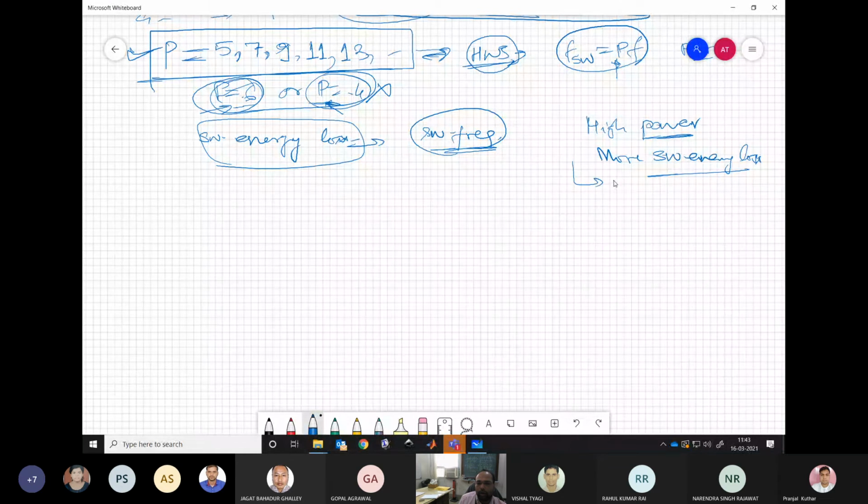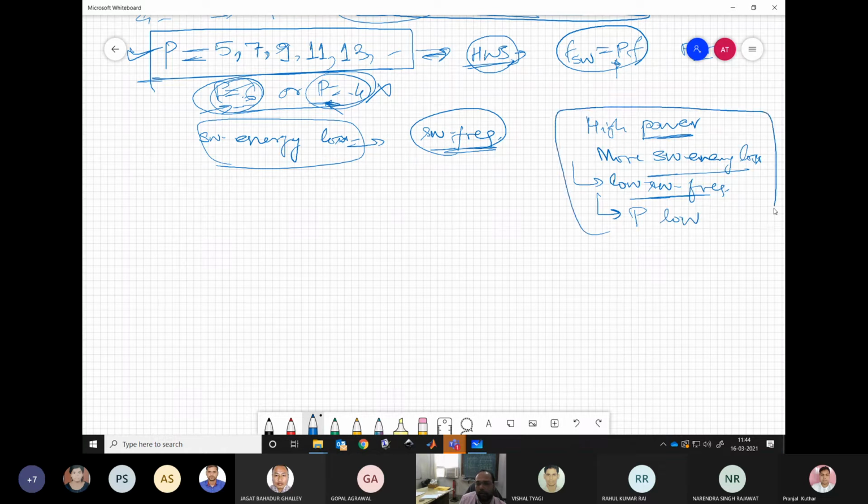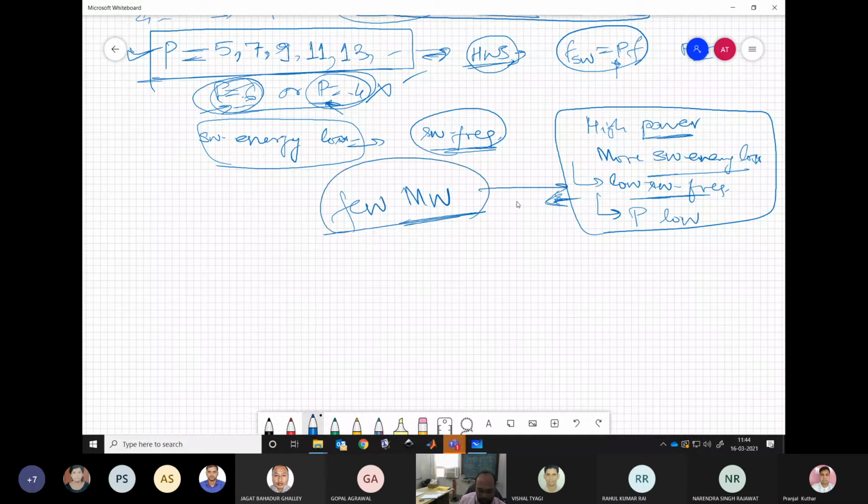And so we try to maintain a low switching frequency. This is where we go for all these low pulse number applications, where we see SHE or optimal, all these kinds of PWM techniques, where our power is a few megawatts. So we cannot afford to have high switching losses. Now, how that is happening, let us try to understand a little bit from the switching loss point of view.